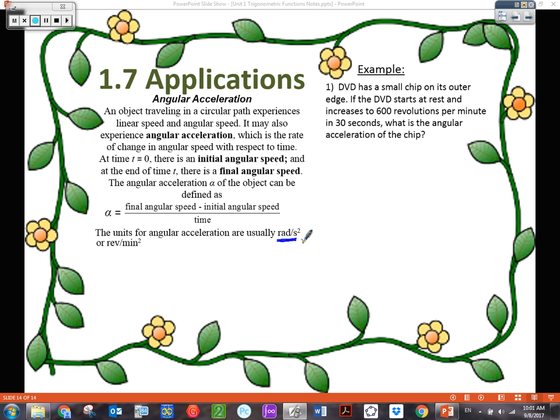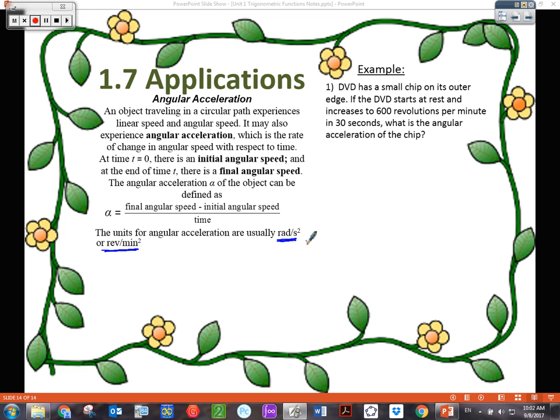And then the other is revolutions. Sometimes they leave angular acceleration in revolutions per minute squared instead of an actual angular measure. Depending on what the word problem is asking for, you could use either. Or if it doesn't specify, you could use either one. So we're going to work this one example out in revolutions because it's in revolutions, and then we'll talk about what we need to do to change it to radians per whatever the unit is.